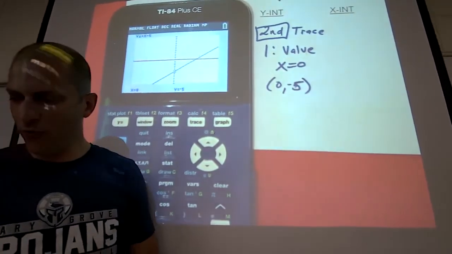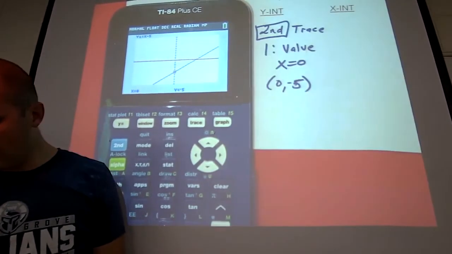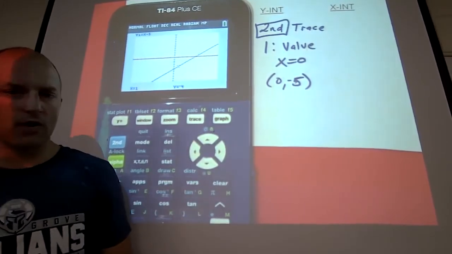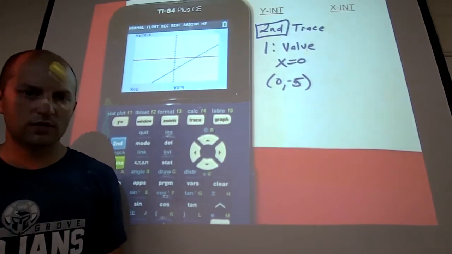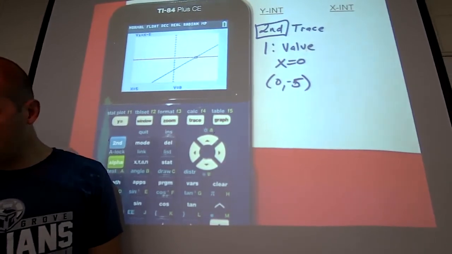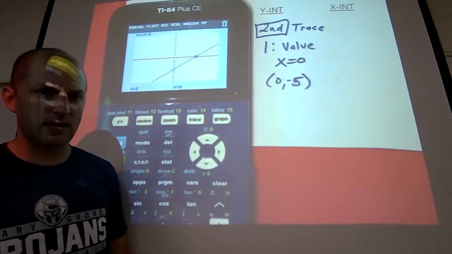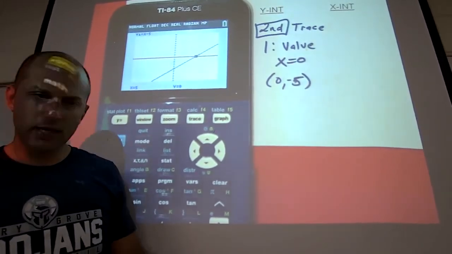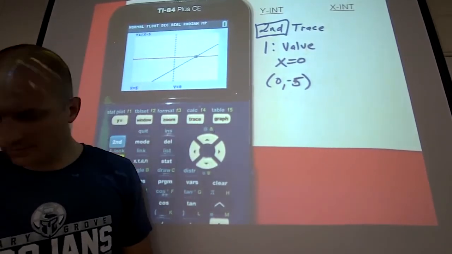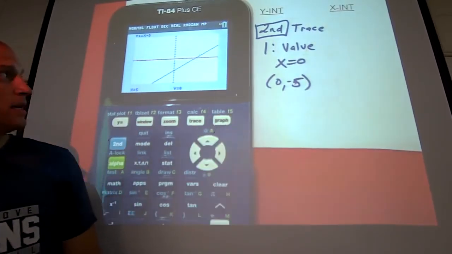So like in example 4a, it asked me to graph an equation by plotting points. I could type this in and I plug in 0 and I get -5. I could plug in 1 and I got -4. I don't have to keep on going back to second trace value. Okay, if I want to verify that 5 is the x-intercept, I plug in 5, enter, and it gives me 5, 0. So now I just verified, yep, that's it. Okay, so second trace value is really nice because visually I can see it, and then I can plug in a bunch of points.